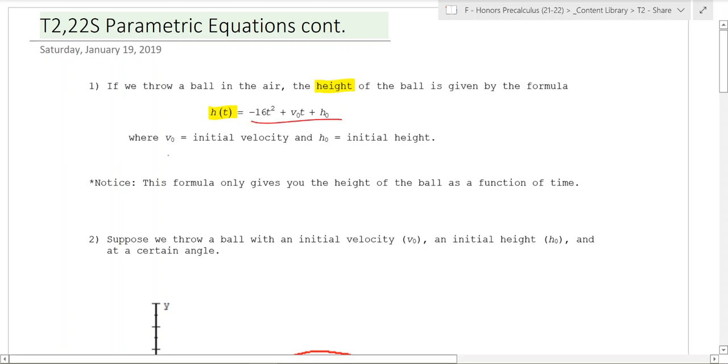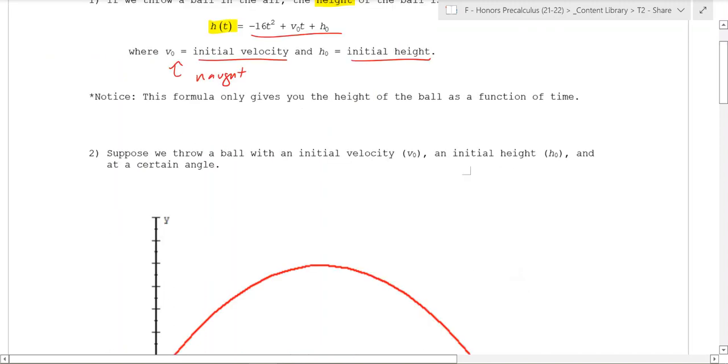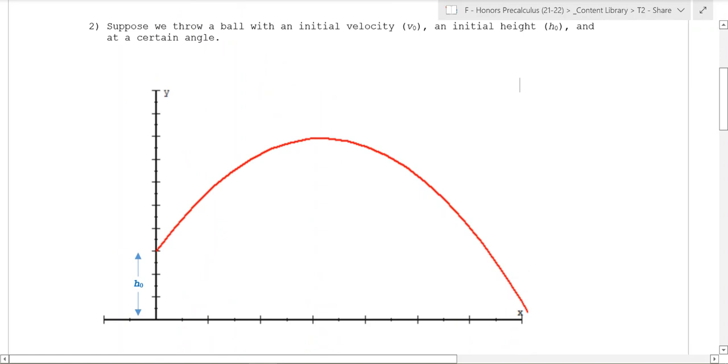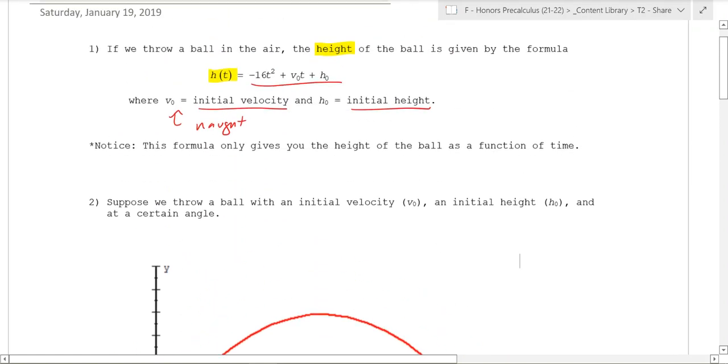V sub 0, pronounced V sub naught, N-A-U-G-H-T. V sub naught is the initial velocity, and H naught is the initial height. This is what happens to the height of the ball when gravity is in play. So you throw it, and that's what happens. So the initial velocity and the initial height. And remember, this formula only gives you the height of the ball as a function of time.